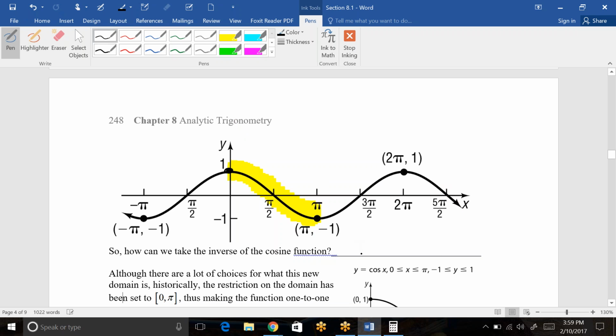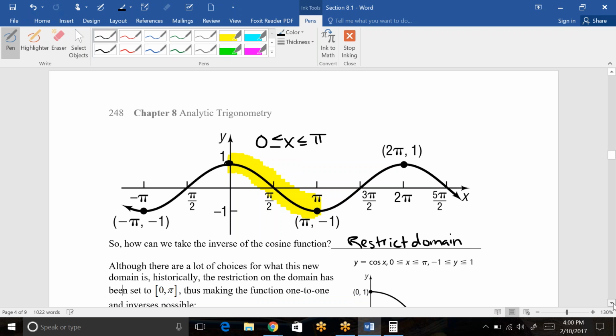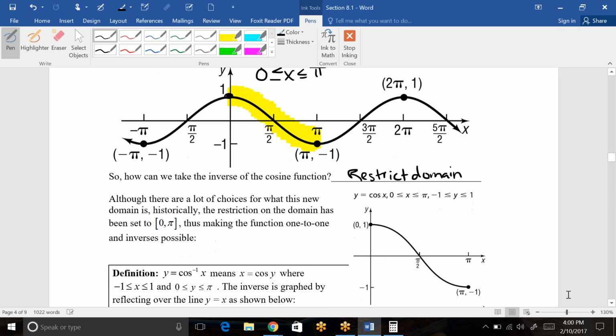So just like before, how do you find the inverse of cosine? You restrict the domain. And for us, our domain is going to be 0 to pi. So different than sine. Remember, sine was negative pi over 2 to pi over 2. But that makes sense because cosine's the same wave, but it's just been shifted.